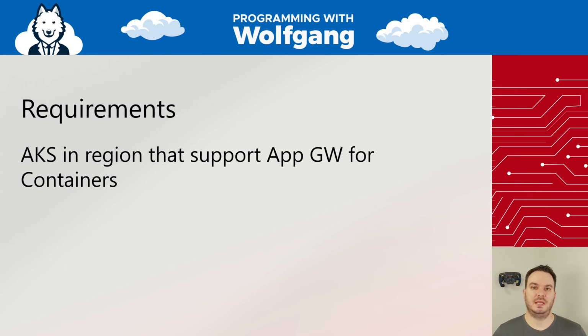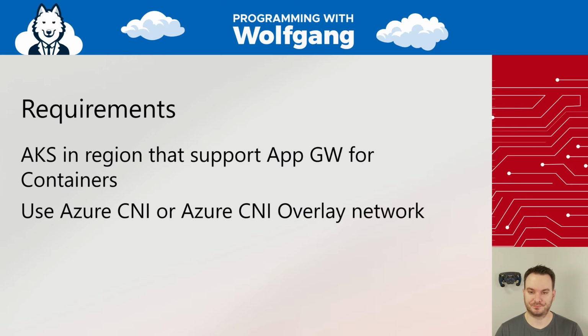Before I can install the add-on, there are a couple of requirements we have to fulfill. So what's important is that our AKS cluster is running in a region that supports the application gateway for containers. If we try to deploy it in a region that doesn't support the application gateway, then we'll get an error. To check what region is supported, please take a look at the documentation, because this is always changing and it wouldn't make much sense to have it in the video, and in a month or a year it's totally different.